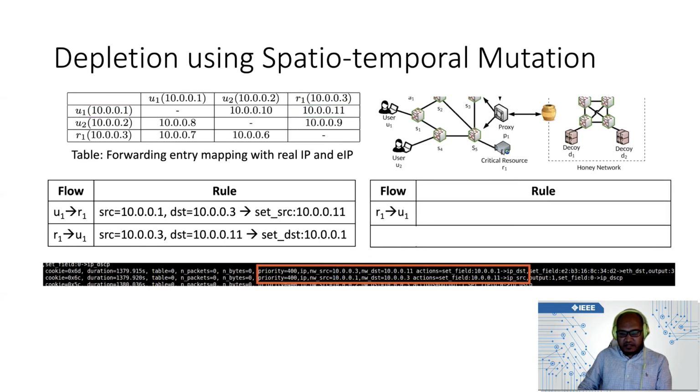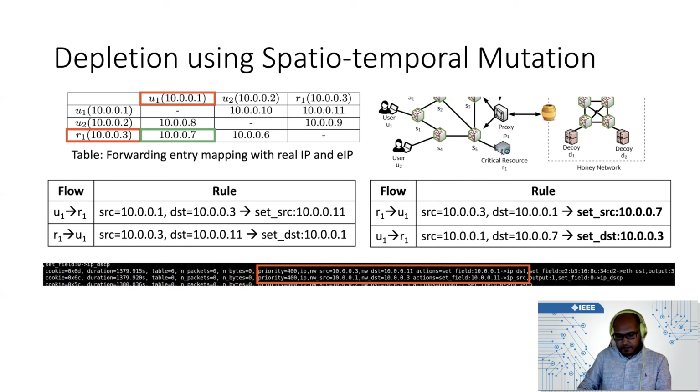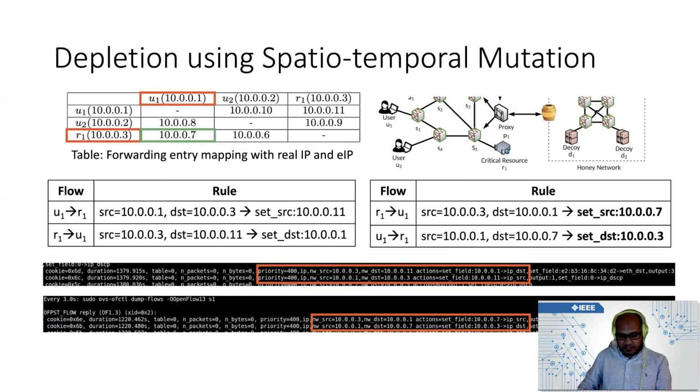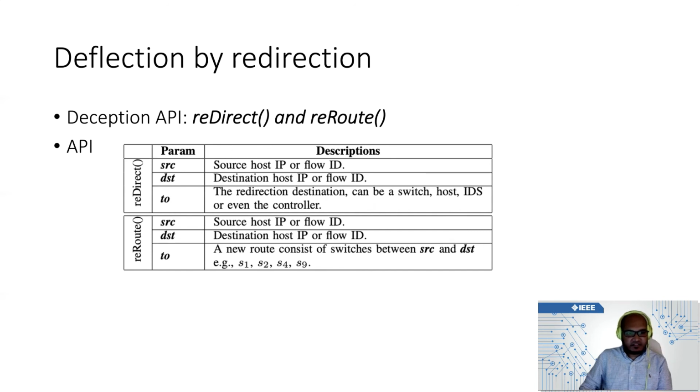Now assume that the critical resource R1 tries to communicate with user U1. In that case, the real IP of R1, which is 3, will be replaced by the virtual IP 7. And the following flow rule will be installed, where the source is 3, the destination is 1, and the source IP will be changed from 3 to 7. Similarly, when U1 replies back to R1, the destination will be changed back from 7 to 3. Here is an example of the actual flow rule that is installed into the switch.